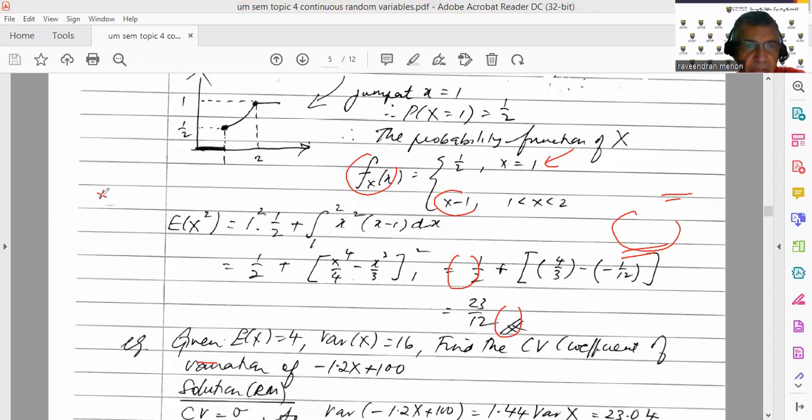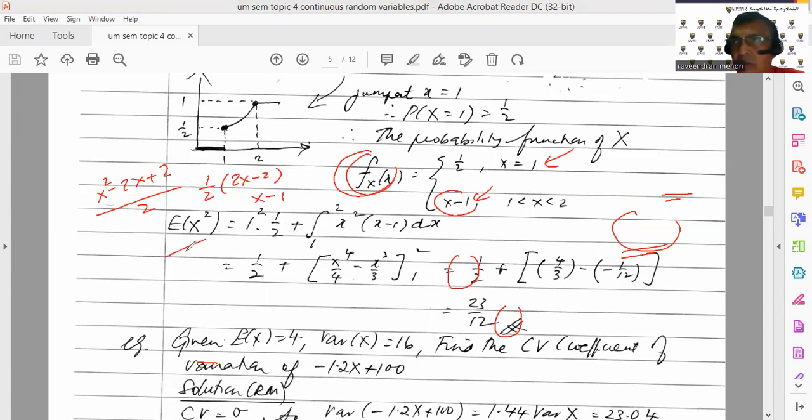Just differentiate x squared minus 2x plus 2, over 2. When you take the derivative, you'll get your answer, right? And this will be x minus 1. Okay, you differentiate your CDF, you'll get your PDF. So that's what is given here. So now you have your density function.